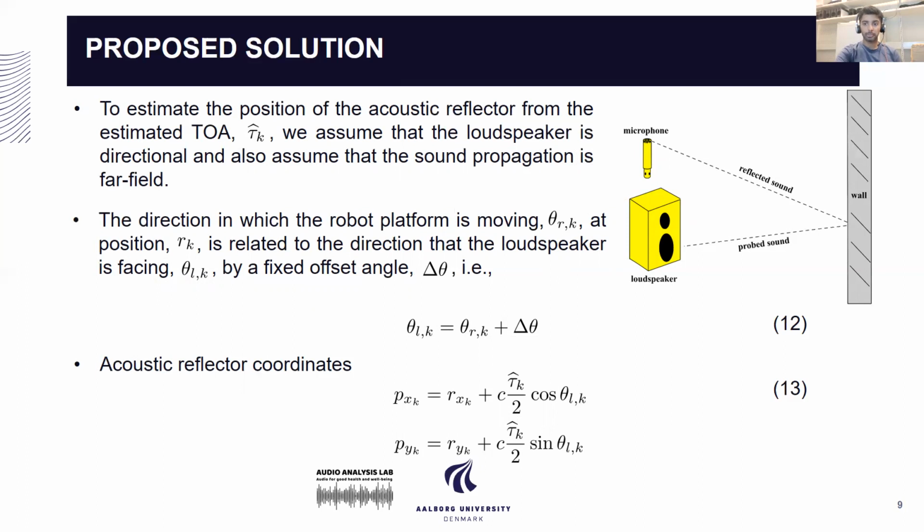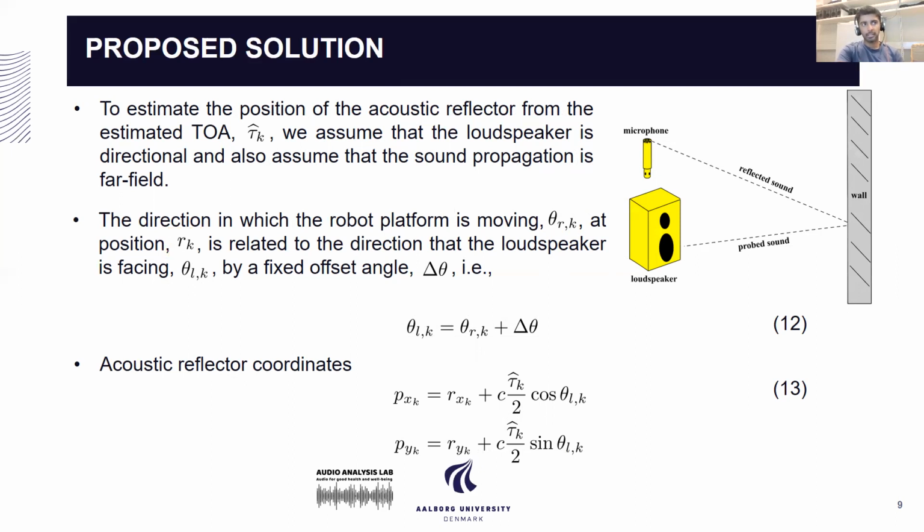Second, we assume that we know the trajectory of the robot, so we know exactly how the robot is moving. Based on this knowledge, we can denote the direction the robot is moving as theta r comma k, which is at position rk. This is related to the direction that the loudspeaker is facing.